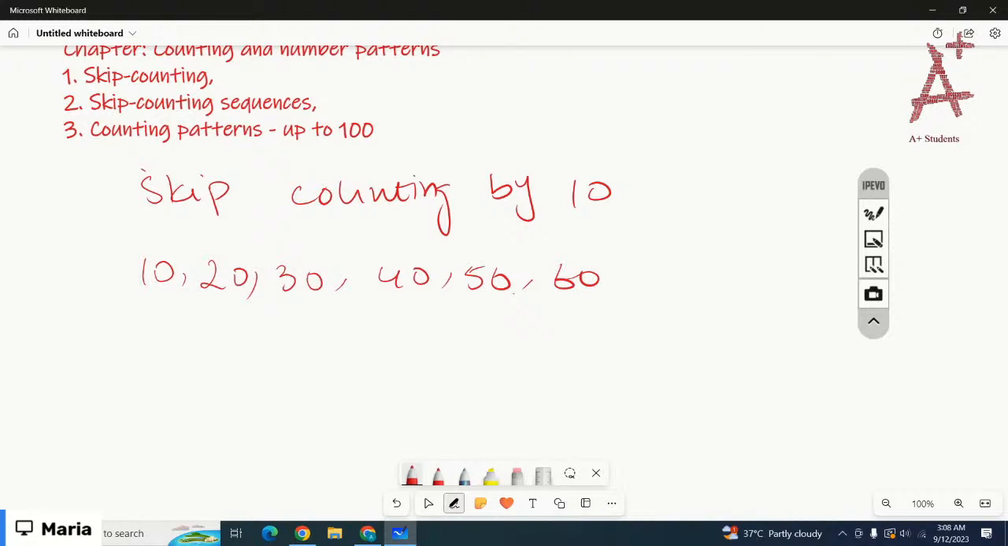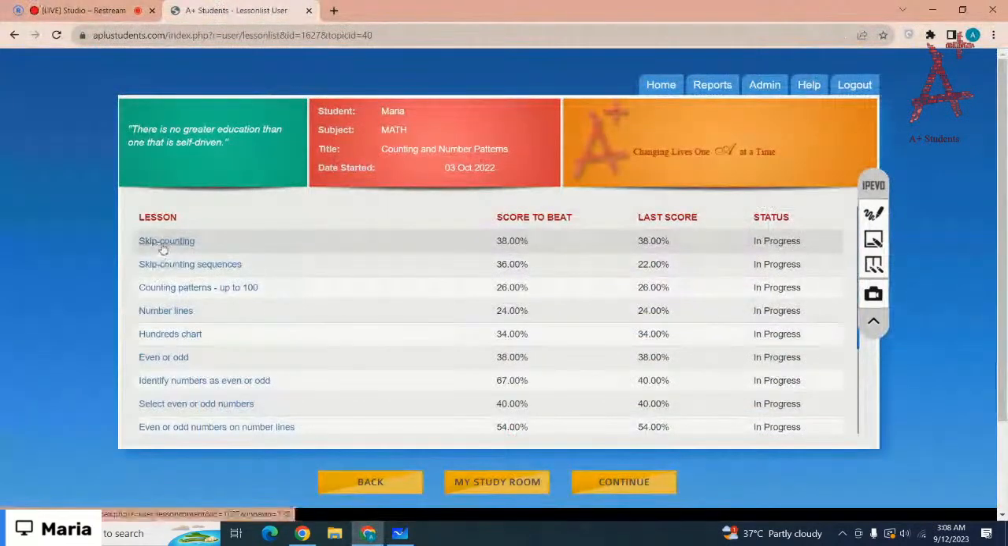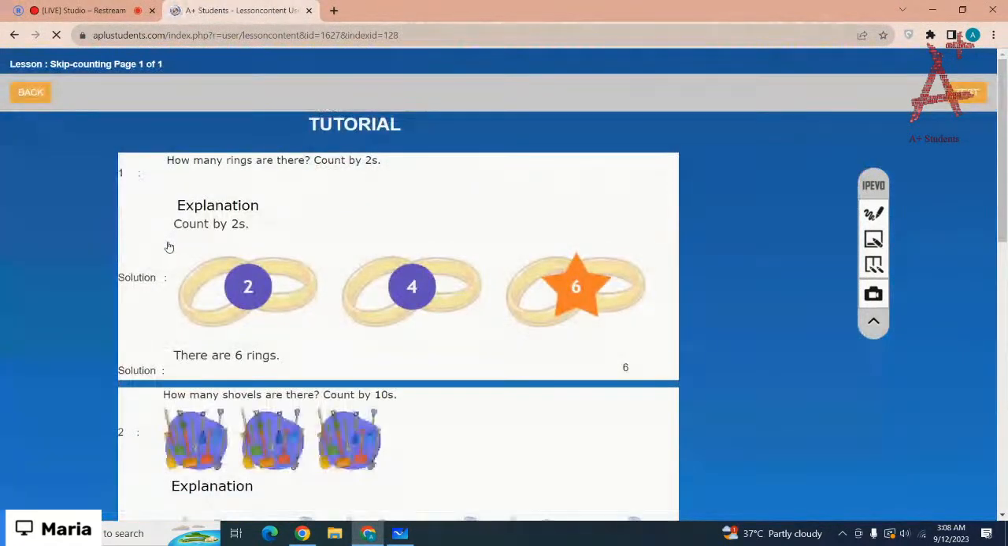This is known as skip counting, right? Now let's go to A plus, find the examples, and do examples on the A plus. Okay, here I'm on grade 2 math. The chapter we're working on is counting and number patterns. Let's start with the lesson skip counting.